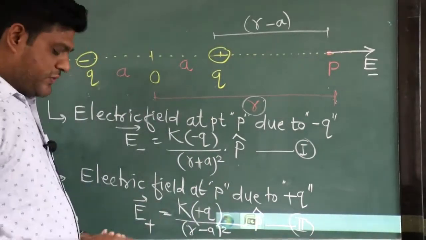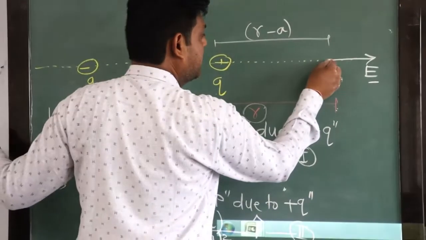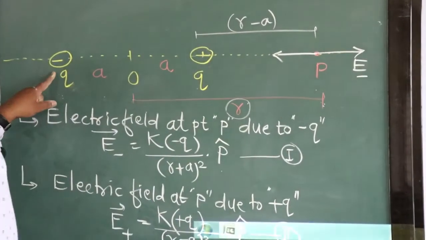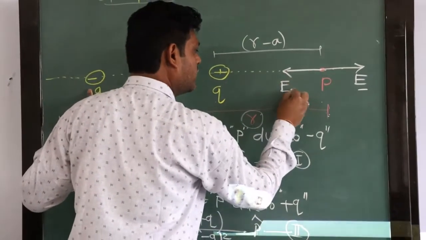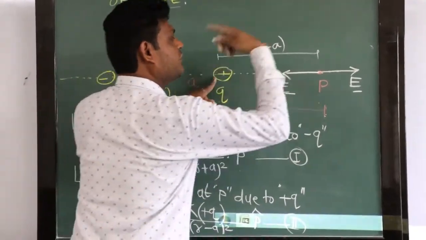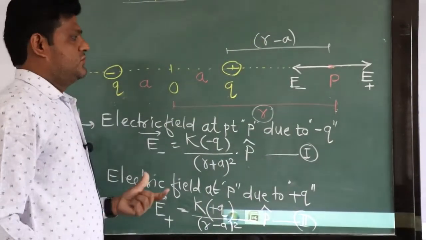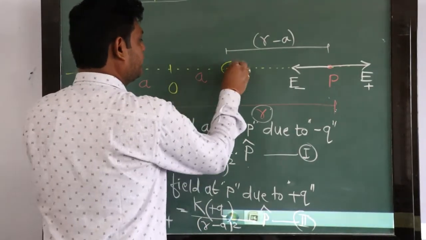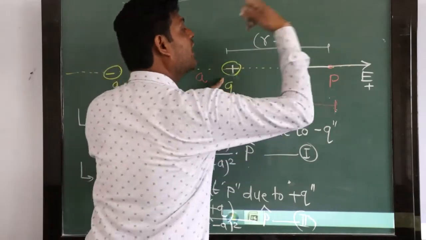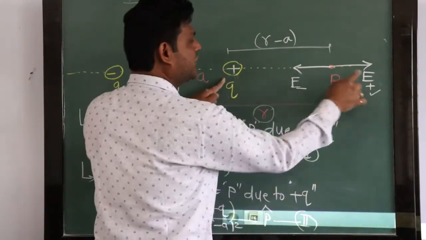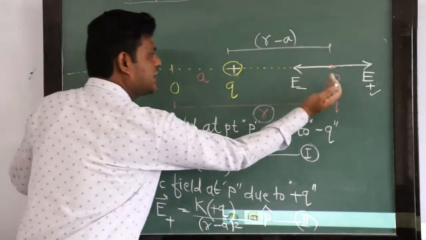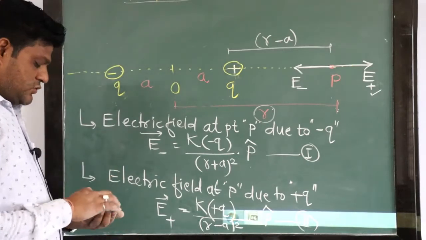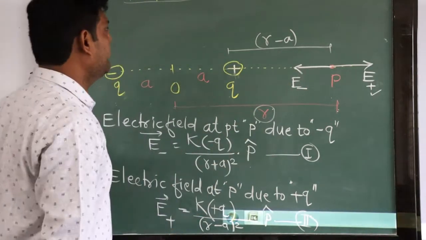And here in the diagram we are going to show the electric field. Due to the minus q charge, it will be towards the minus q charge. Due to the plus q, it will be like this. These are small corrections, please concentrate. Pay attention over here. Due to the plus q charge, electric field will be away, right? This is the electric field due to the plus q charge. Due to the minus q charge, it will be towards the minus q charge, right? So these are the equations, E plus and E minus. So total electric field at point P will be like this.